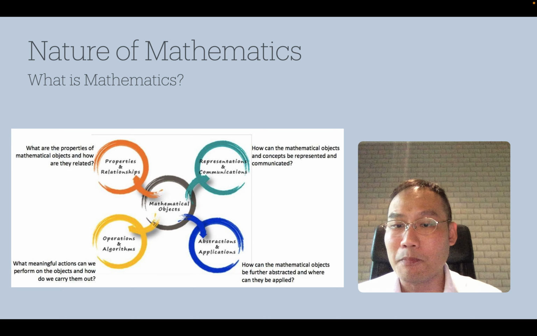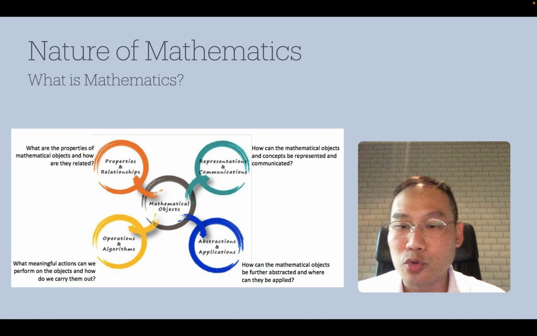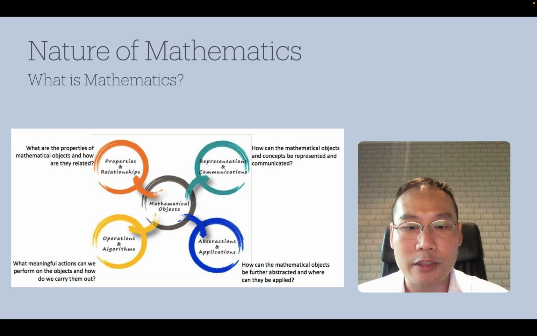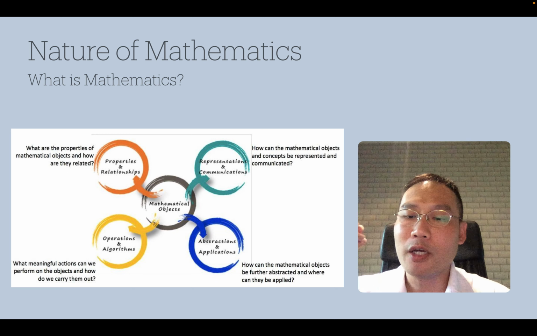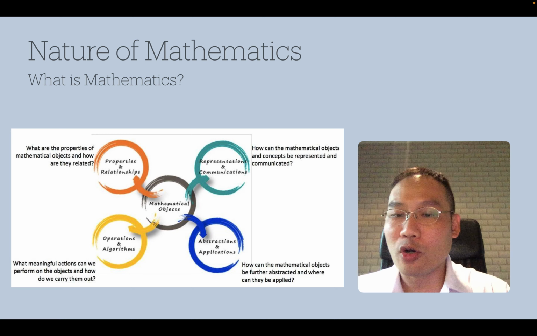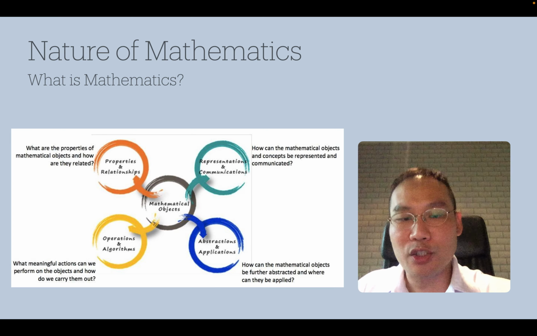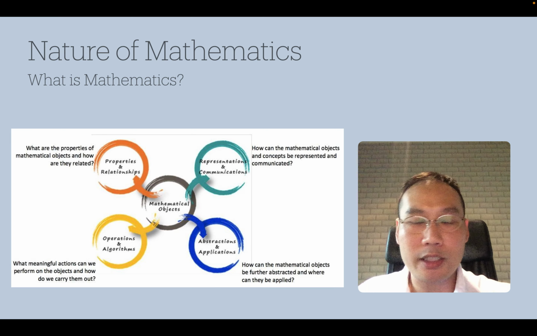Like a number is a mathematical object. We do operations on it, addition, subtraction, for example. And abstraction and application, right? Using it to solve real world problems, right? Or your problem sums, right? So that is actually abstraction and applications over here.